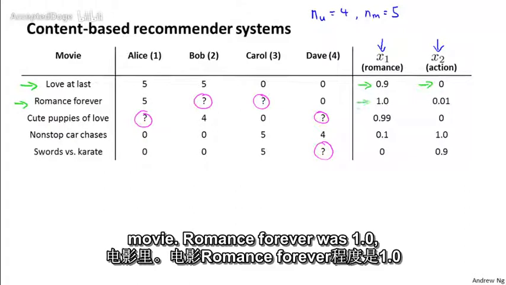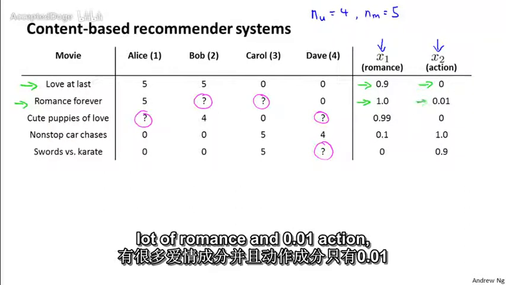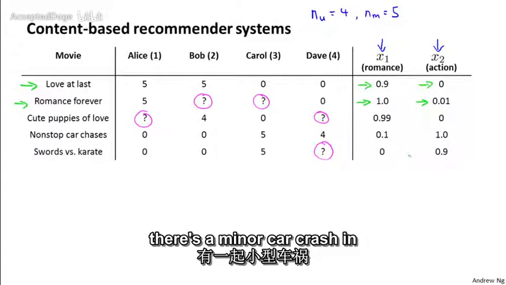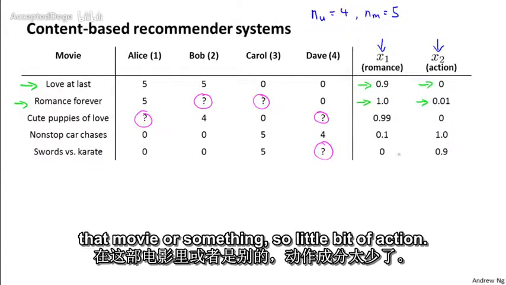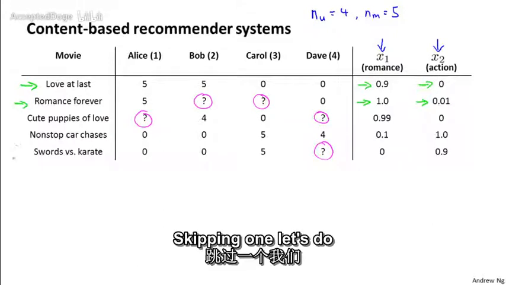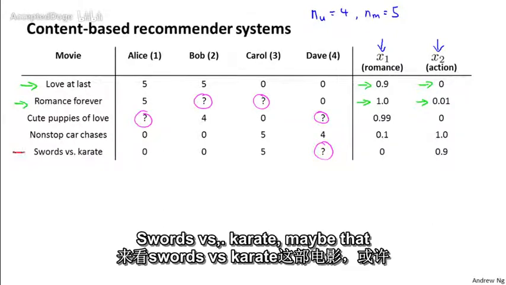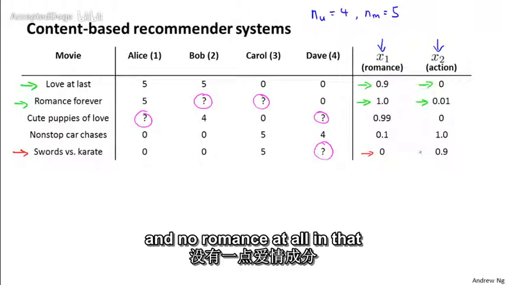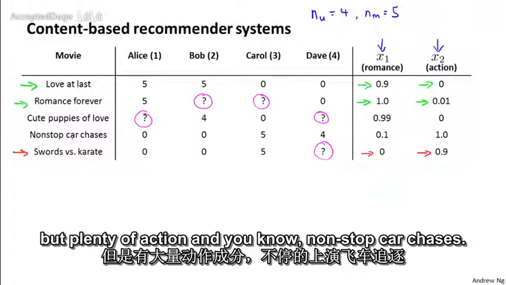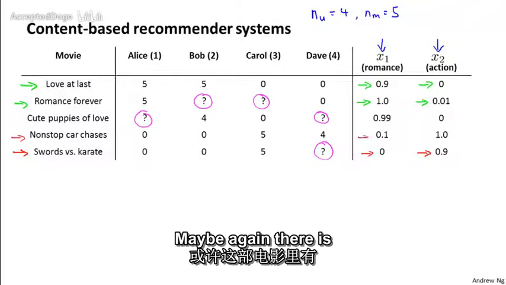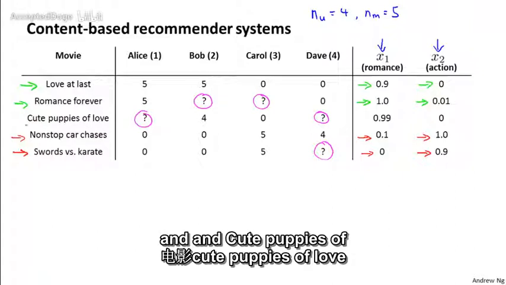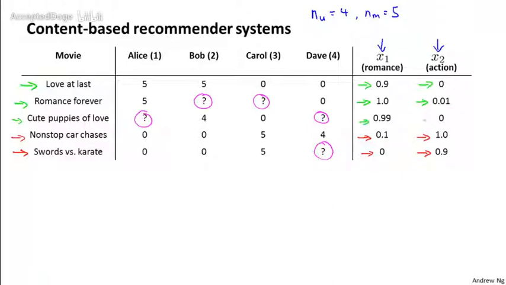Romance Forever, so 1.0, a lot of romance, and 0.01 action. I don't know, maybe there's a minor car crash in that movie or something, so it's a little bit of action. Skipping one, let's do Swords versus Karate. Maybe that has a 0 romance rating, no romance at all in that, but plenty of action. And Nonstop Car Chases, maybe again there's a tiny bit of romance in that movie, but mainly action. And Cute Puppies of Love, again, mainly a romance movie with no action at all.